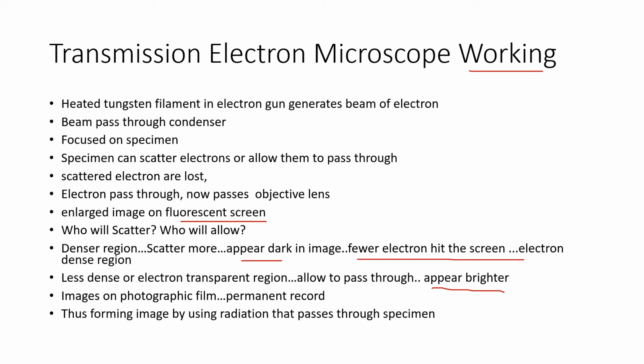See, there's a difference. The images are produced on the fluorescent screen, but they are seen on the photographic film or on the laptop screen. And since we are getting the images on the laptop screen or any kind of computer screen, those can be permanently recorded. So finally, now you know that we are getting the image by using the electrons or the radiation passing through the specimen. This will become more clear when we talk about the scanning electron microscope.